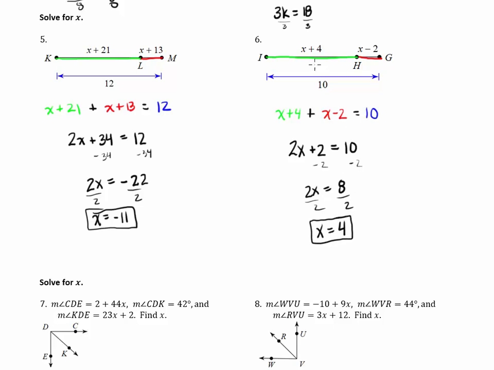Once again, we could check our answer if we wanted to. We could plug 4 in for x. 4 plus 4 is 8, so the green piece is 8. 4 subtract 2 is 2, so the red piece is 2. And 8 plus 2 is 10. So we did it right.